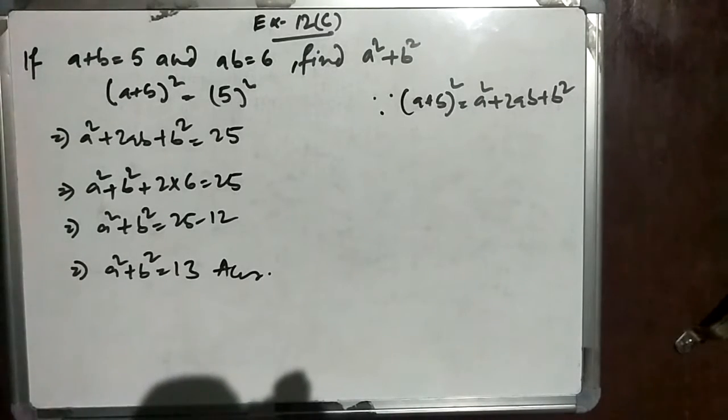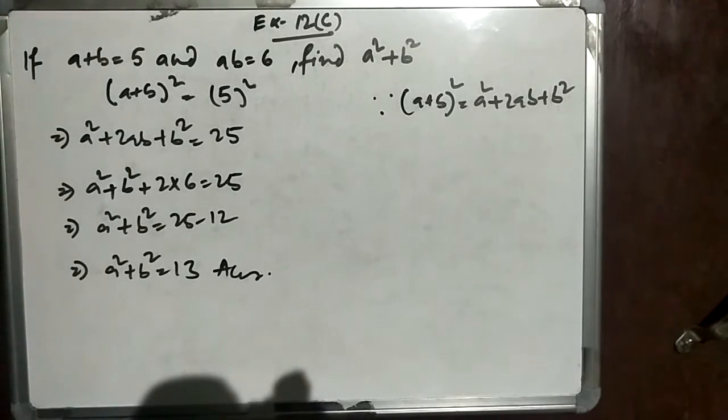Hello children, we'll start exercise 12C today. That is a part of your identities chapter. The previous chapter was 12B, which we have already completed, and you can see the solutions of those questions in my videos. So let's start exercise 12C now.